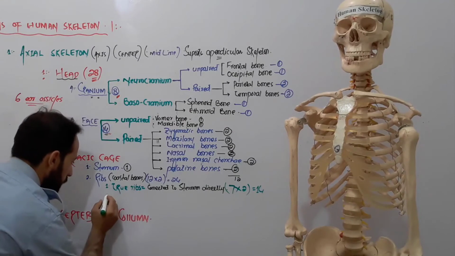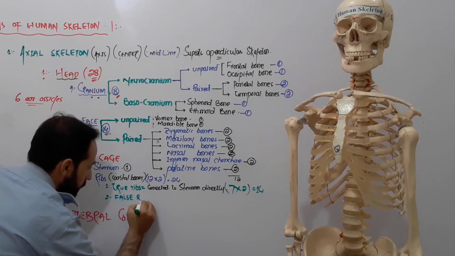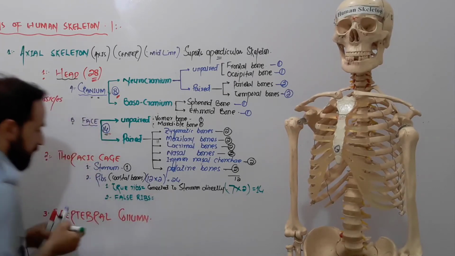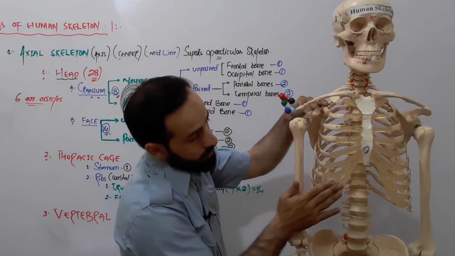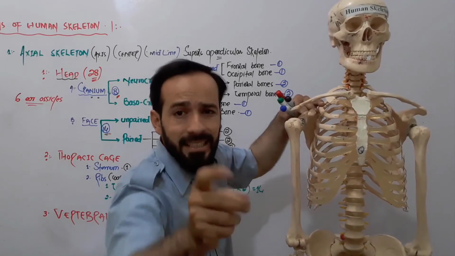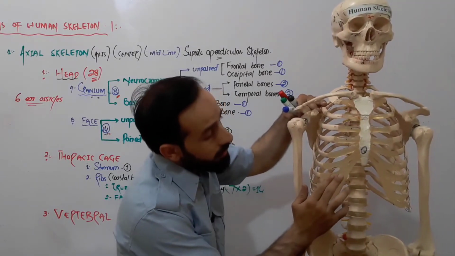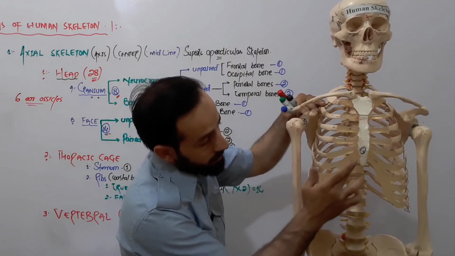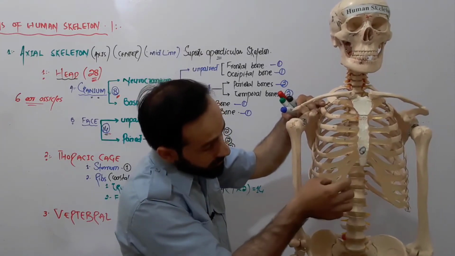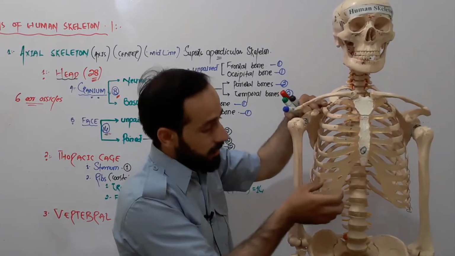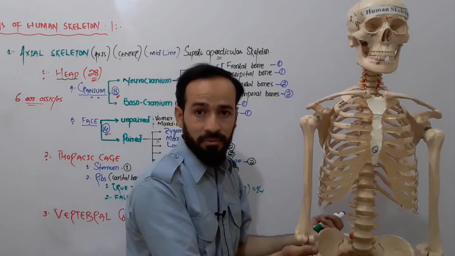Then there are false ribs. And what are false ribs? Look carefully. False ribs are those ribs which are connected to the sternum, yes, but not directly. They are connected to the sternum by the connection of the last cartilage of the 7th true rib, right? So they are connected to the sternum through the other ribs. We say these are called false ribs, right?